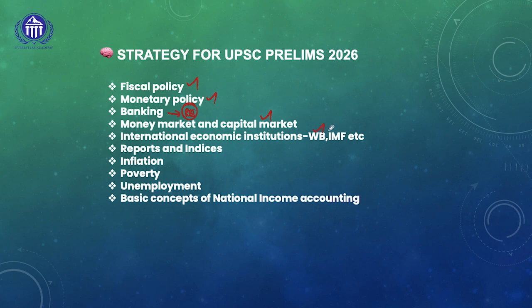And from international economic institutions, after covering World Bank and IMF, try to cover other financial institutions which are in use. In reports and indices, try to have recent data of the reports and India's ranking in international organizations. And try to cover the basic concepts of inflation, poverty, unemployment, which are the current economic challenges. Additionally, while covering national income accounting, try to have good coverage of GDP and the concept of national income. All these concepts, try to have a good look at them and make notes out of them, students.